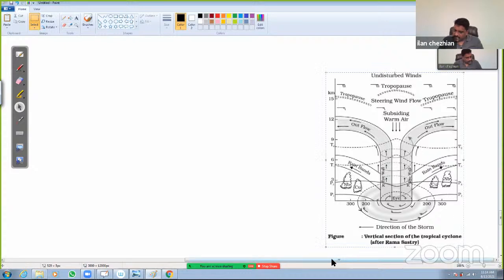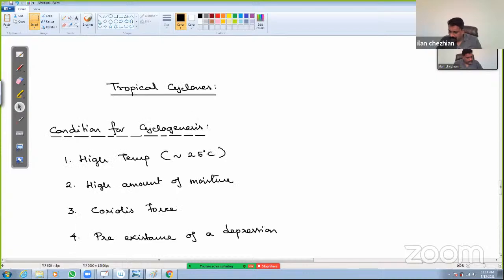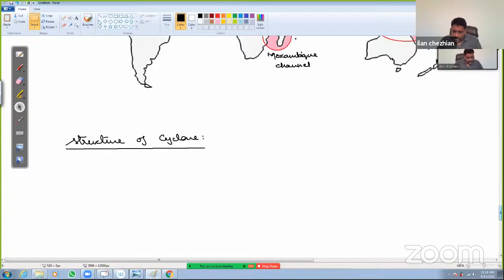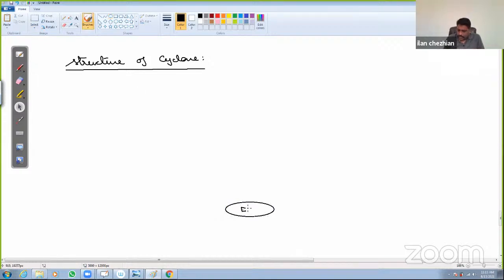Now the same thing I'm just going to draw here, but in a different fashion. Now, you already know the center of the cyclone. The center of the cyclone, you call them as what? Eye of the cyclone. The eye is the one which regulates the entire mechanism. You call them as what? Eye of the cyclone.